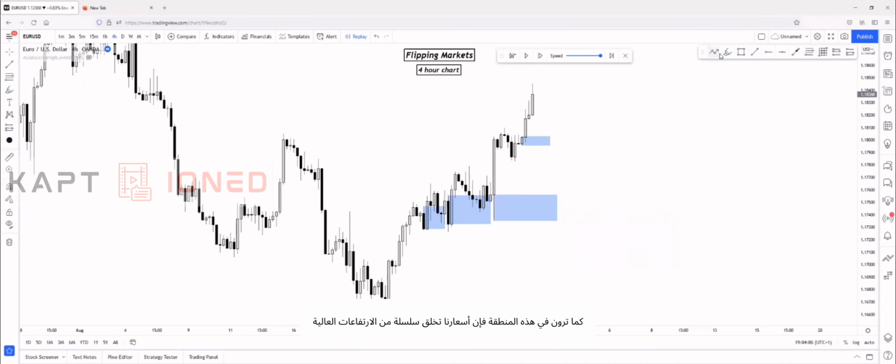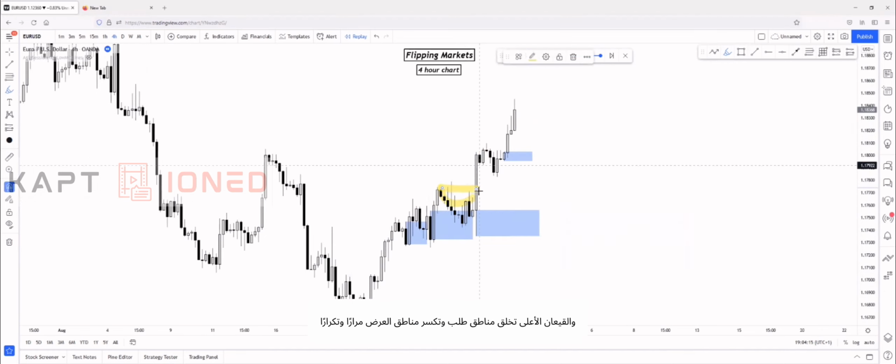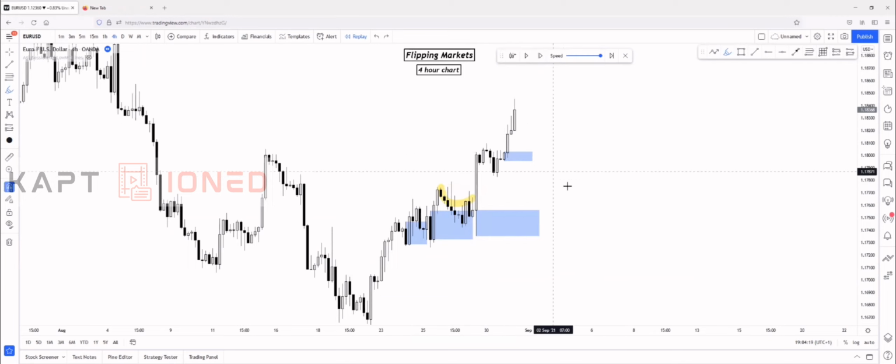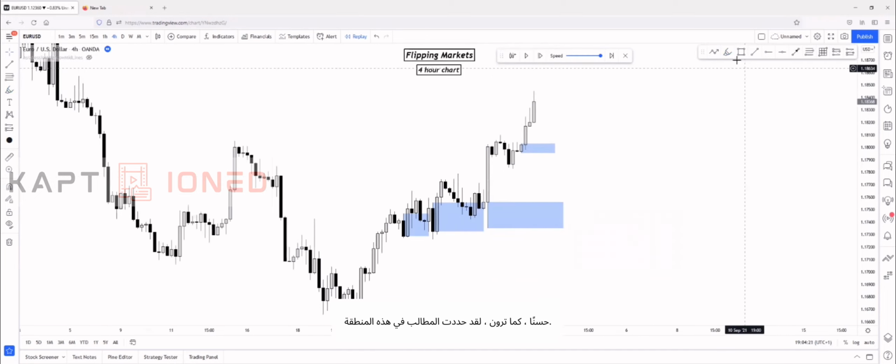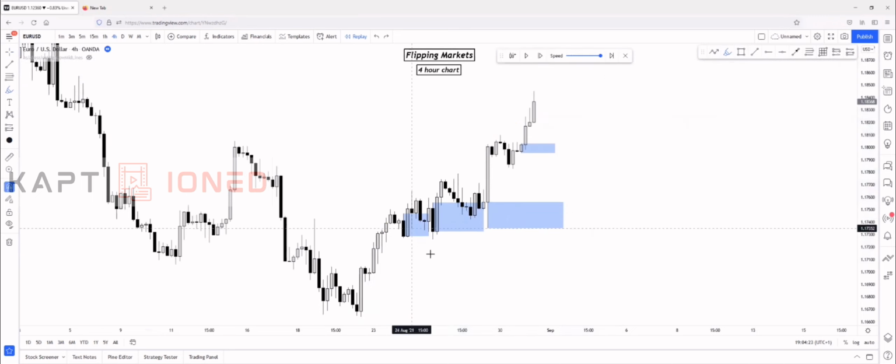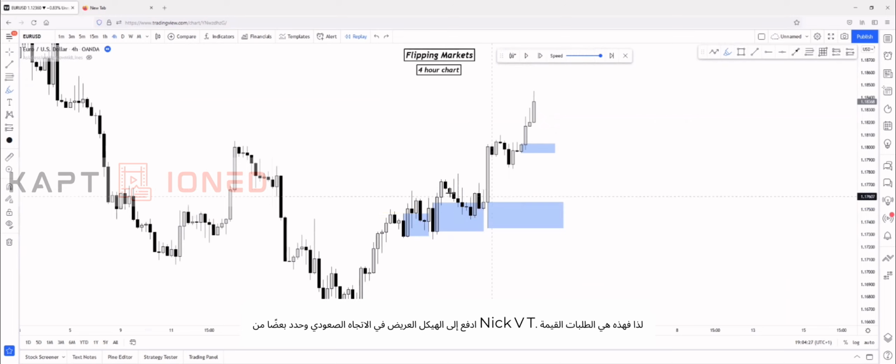As you can see, in this region, on the 4-hour, price is creating a series of higher highs and higher lows, creating demand zones and breaking through supply zones over and over again. So we will know that the overall direction is bullish. Okay, as you can see, I marked out the demand zones in this region. These demand zones created an inefficient push to the upside, broke structure, and swept some liquidity. So these are valuable demand zones.